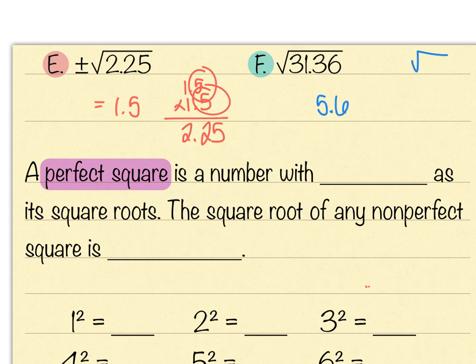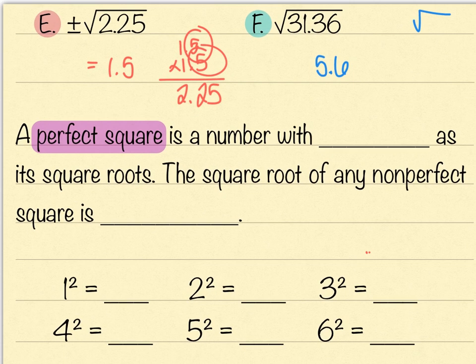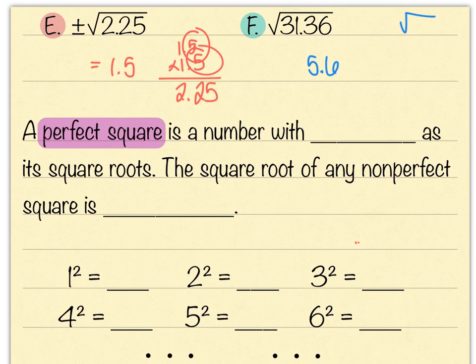Now, that leads us to a big vocab word that we have in this chapter here, and that's perfect squares. And so a perfect square is a number with integers as its square roots. The square root of any non-perfect square is irrational.